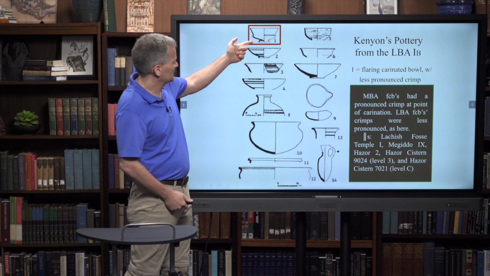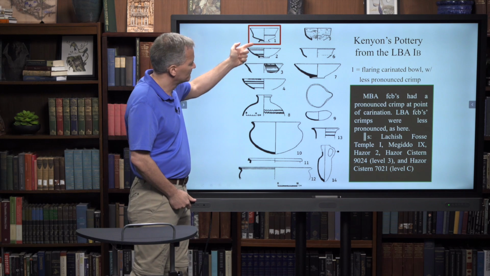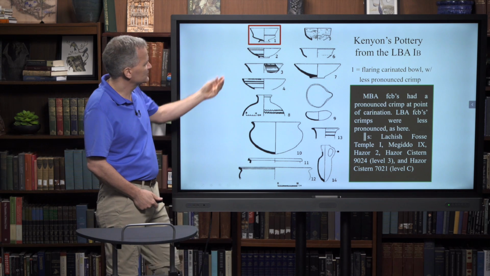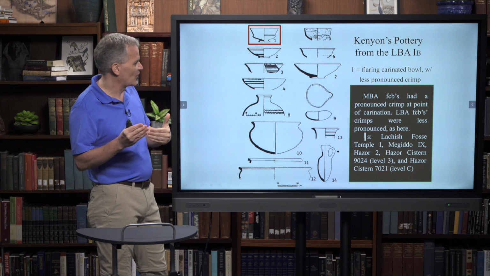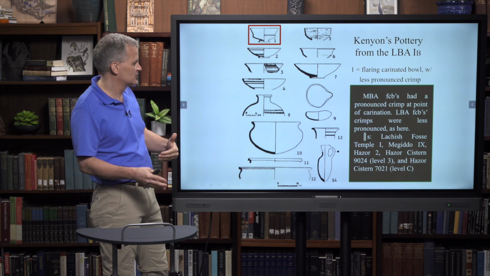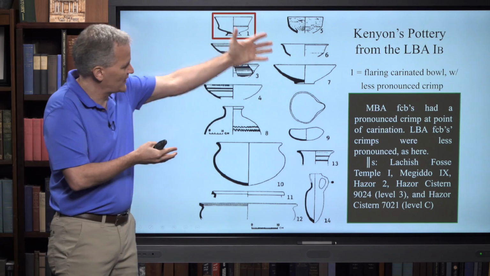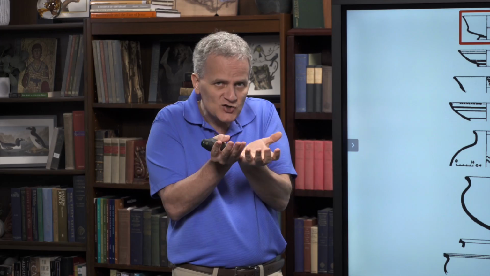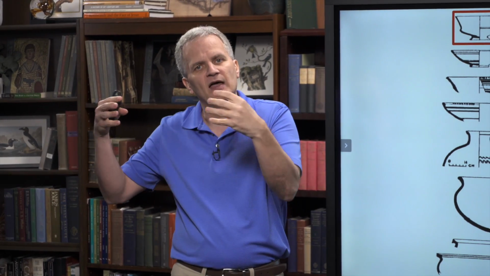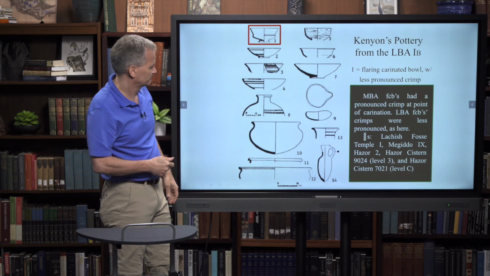We have things such as this, the flaring carinated bowl, which has parallels at places like the Fosse Temple 1 at Lachish, and at Hazor 2, level 2, which we'll be looking at in the future. And those are definitely all end of the Late Bronze Age 1 periods at these other sites. So all these materials found here at Jericho match up with the forms found in the other strata at other sites that parallel this time period.